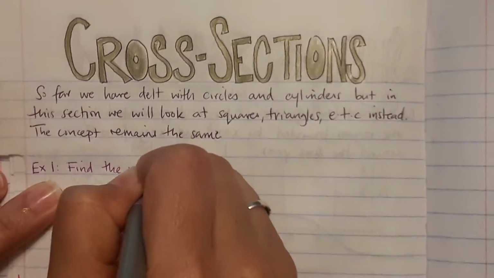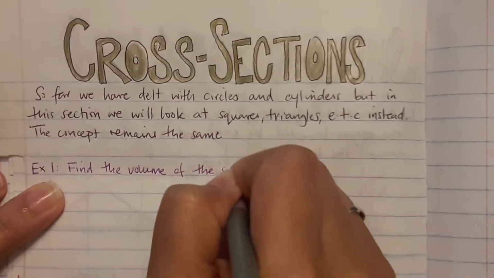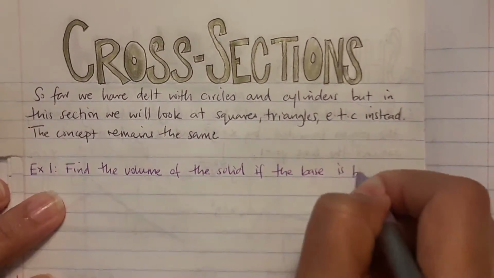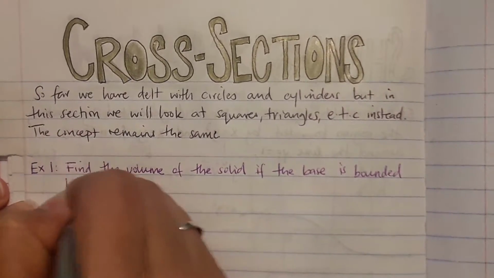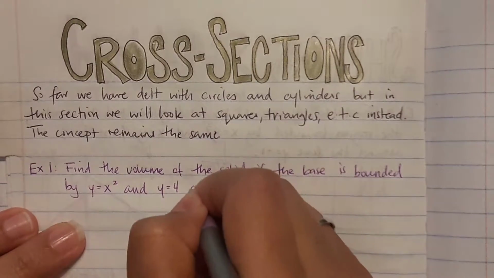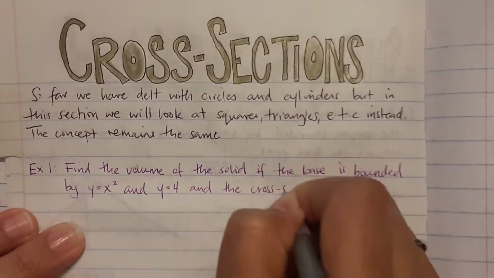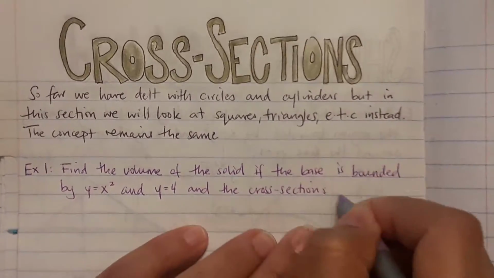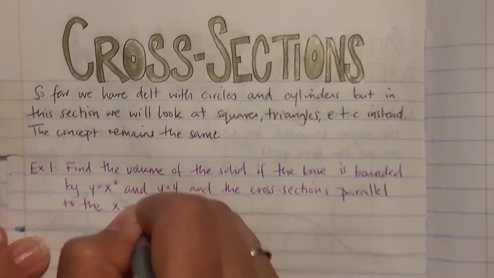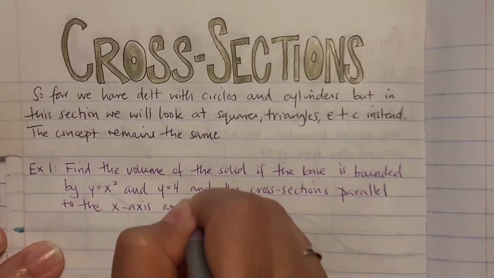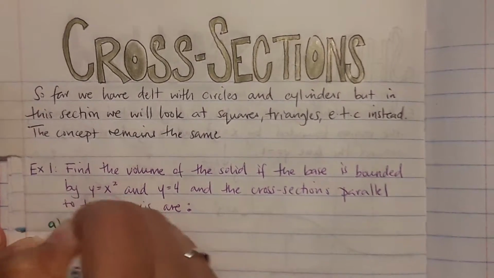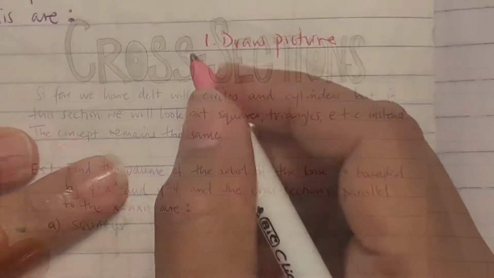So example 1, find the volume of the solid if the base is bounded by y equals x squared and y equals 4, and the cross sections are parallel to the x-axis. We're going to use this example and do 3 different questions on this one example. So let's say for the first one that they're squares.